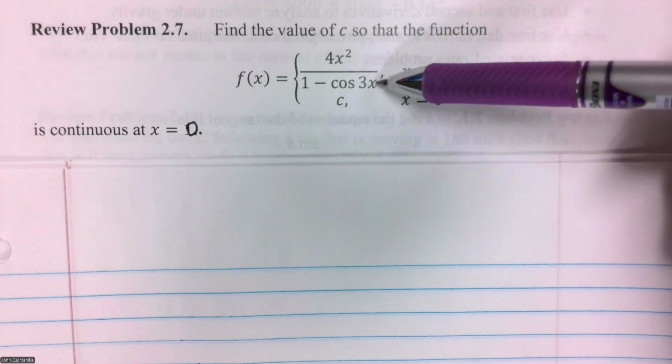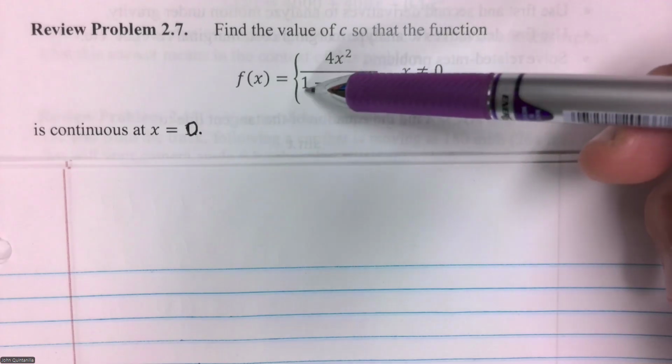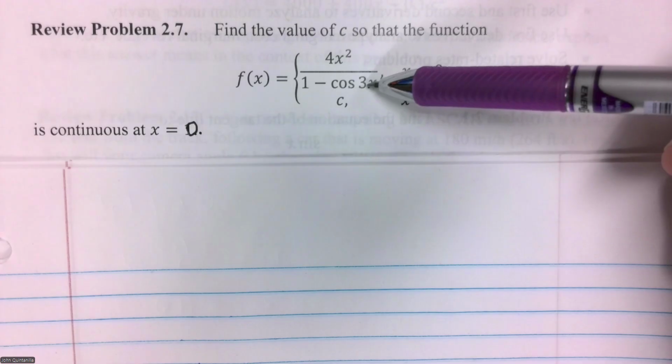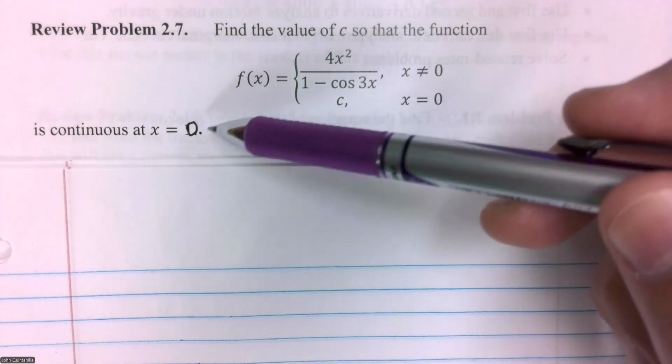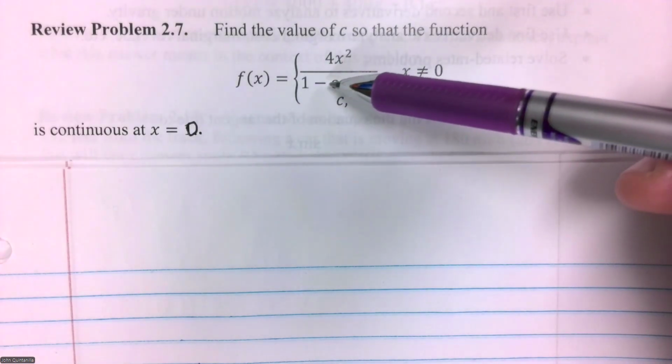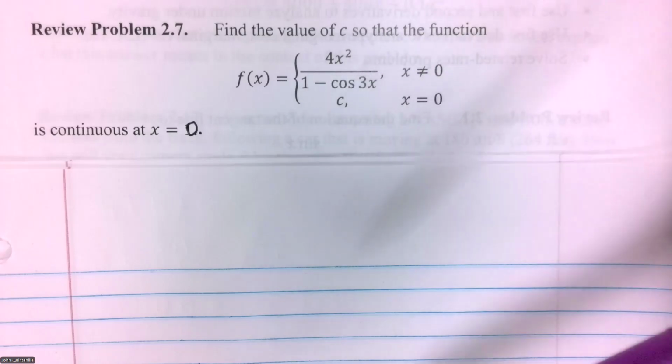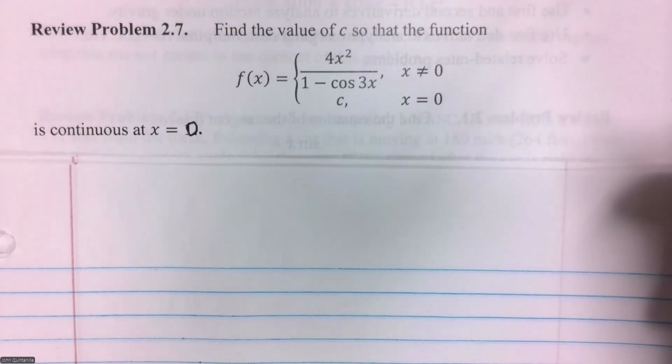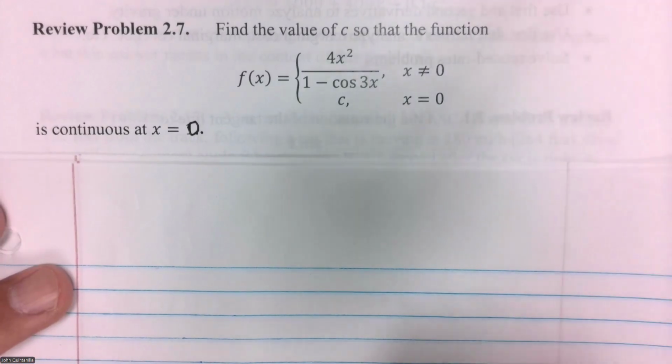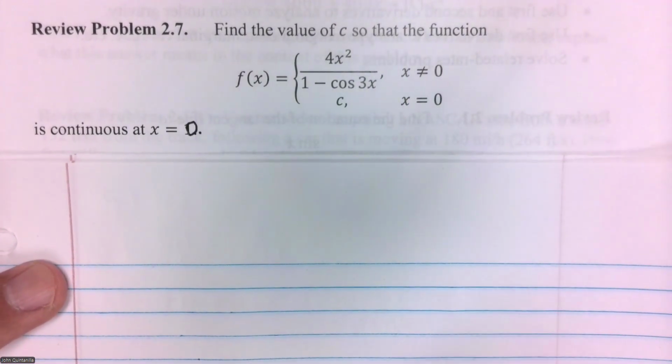So I notice if I attempt to plug in 0 into this, I would get 1 minus cosine of 0, which is 1. So if I attempt to plug in 0, I would get 1 minus 1, which is 0 in the denominator, and that's not a good thing. So I can't do that. Now, there's a couple of choices here.